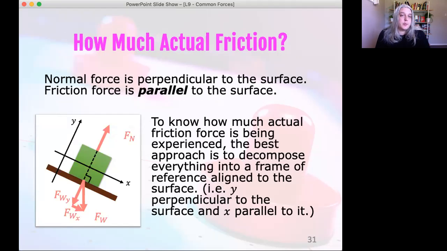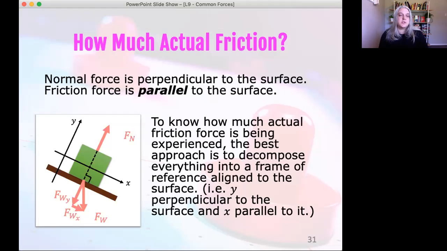Well, normal force is perpendicular to the surface and friction force is parallel to the surface. To know how much actual friction force is being experienced, the best approach is to decompose all your forces into the frame of reference aligned to the surface. So this is why choosing our own frame of reference is very important. When you have a sloped surface like this box on a slope, then putting everything into the frame of reference means that we now have the normal force in our y direction and the friction force in our x direction.